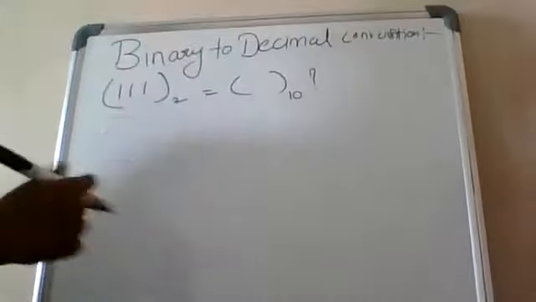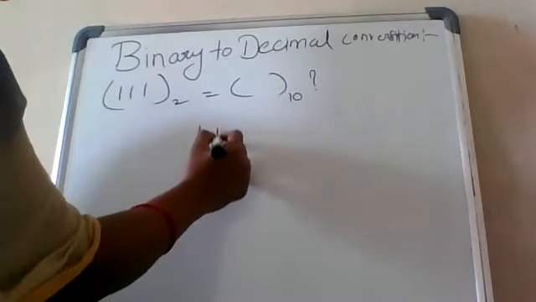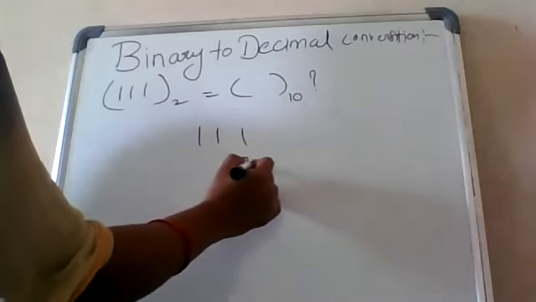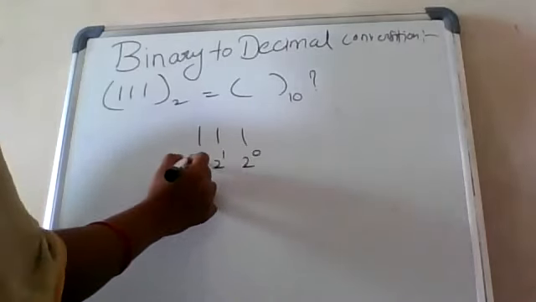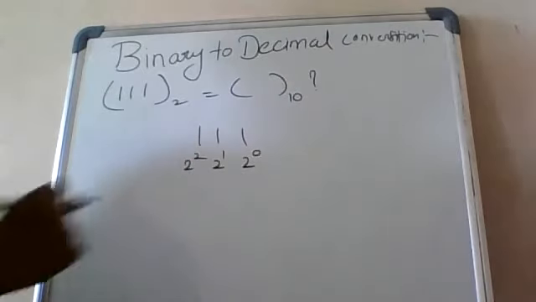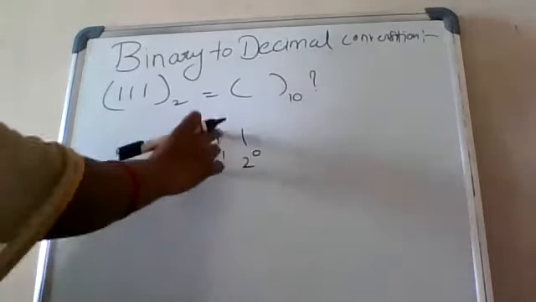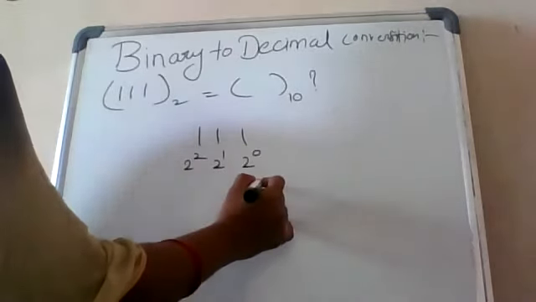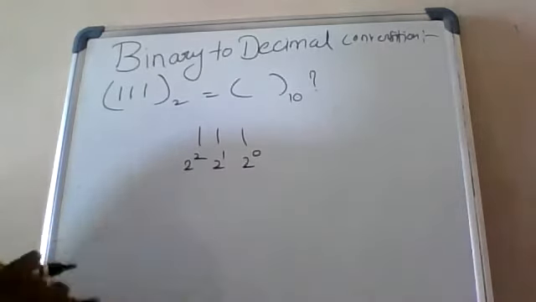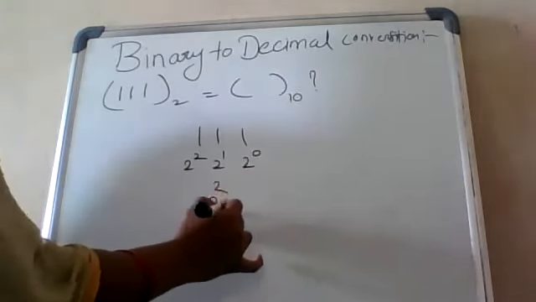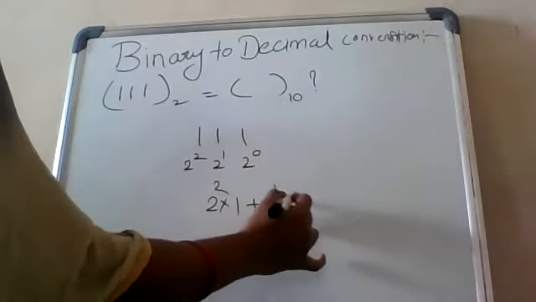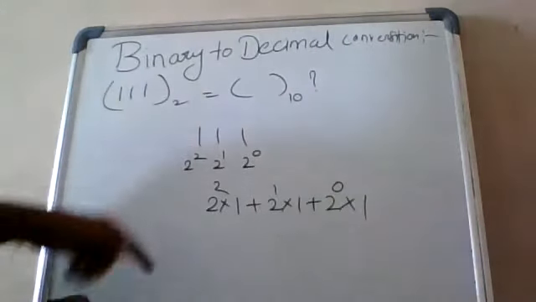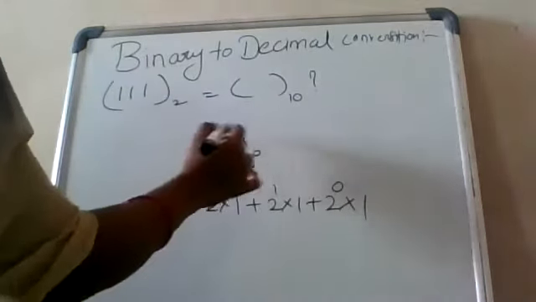We take 2 power values: 2 power 0, 2 power 1, 2 power 2. Then 2 power 2 into 1 plus 2 power 1 into 1 plus 2 power 0 into 1. Multiply with, this is the number 111.